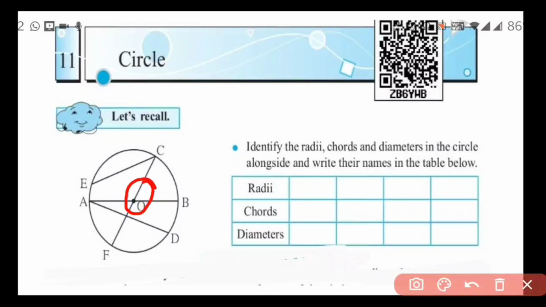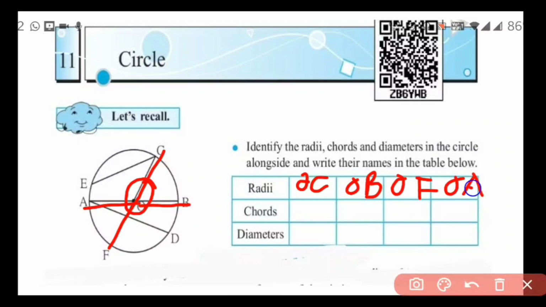So from this point O, we have to see the segments which join the points on the circumference of the circle. We can see OC, OB, OF and OA. So these four radii we can see, and these names we have to write here: OC, OB, OF and OA. These four segments join the center of the circle and points on the circumference of the circle.